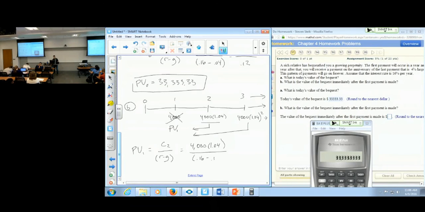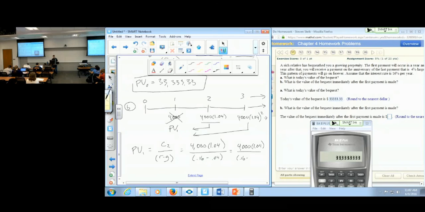Still divided by 0.16 minus 0.04. Okay, and same idea applies here in the denominator. Be really careful and do your subtraction first before you try the division.